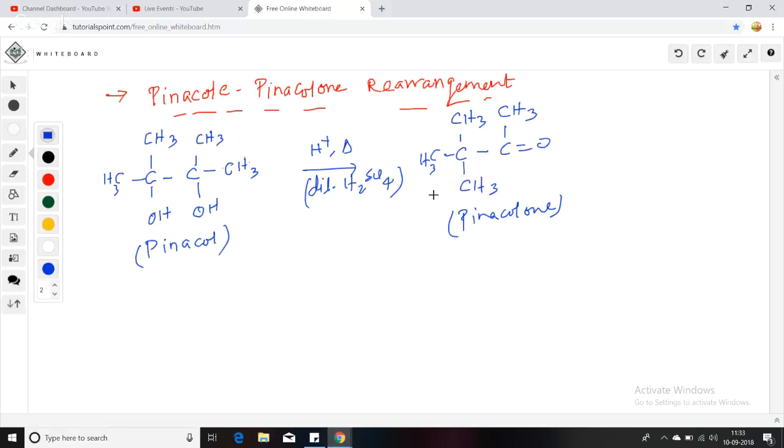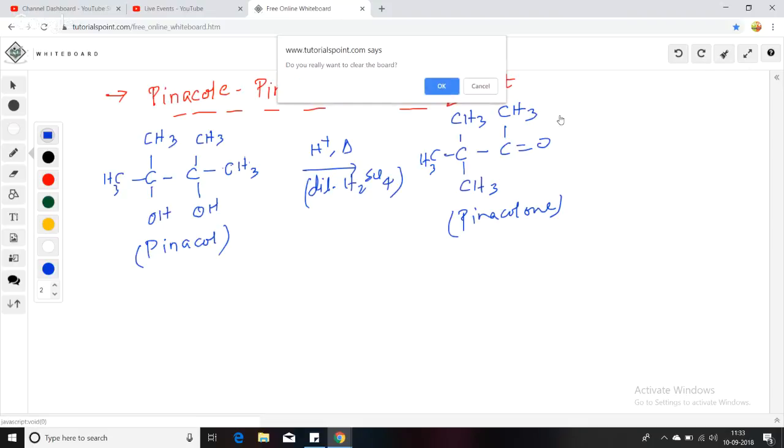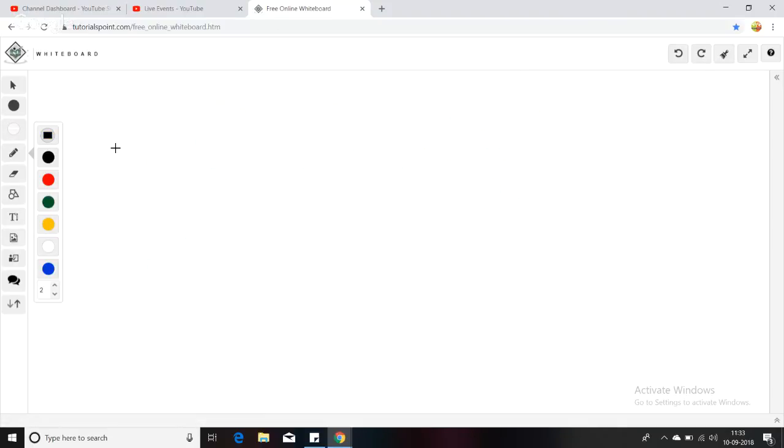Now, the mechanism of this is also not that tough. I'll just rub this off to write the mechanism. So pinacol to pinacolone rearrangement, just write down this. I'll give you some time. Now, what happens in this mechanism? This H plus takes one of this OH and forms H2O. Then we'll get carbocation on this carbon atom. So like this will proceed. So you see the mechanism of this reaction.